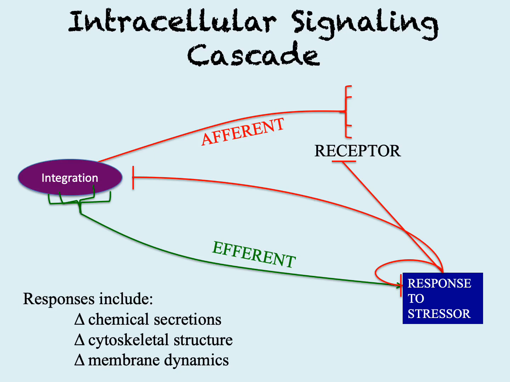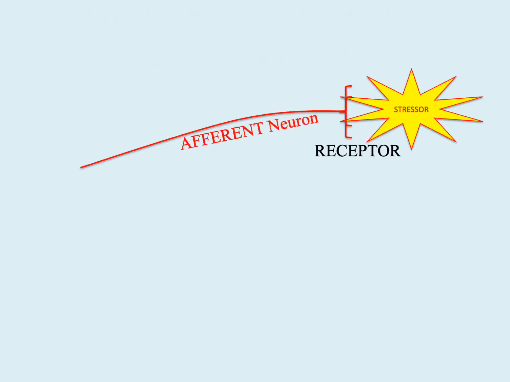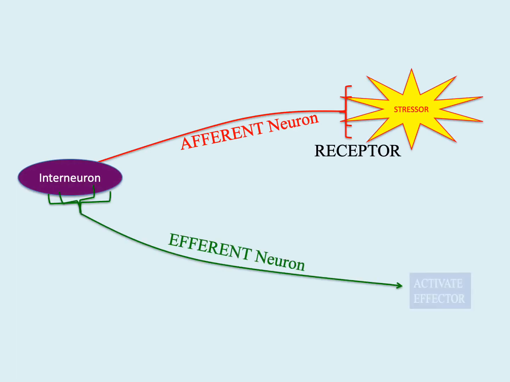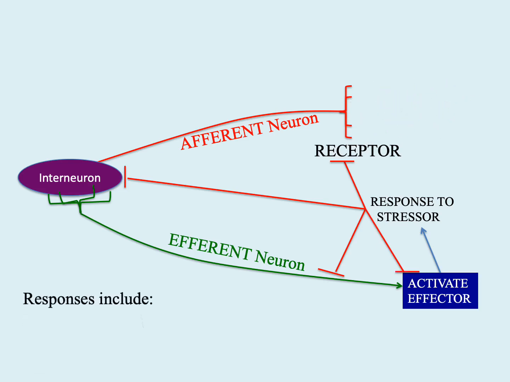Now let's take a look at what happens when we have a synaptic response, a nervous response. And so once again, we start with what? We're going to start with a stressor. The stressor leads to an afferent neuron being stimulated, which leads to an interneuron being stimulated, which leads to the efferent neuron being stimulated, which causes an effect to take place. The effect is going to be a response to the stressor itself.